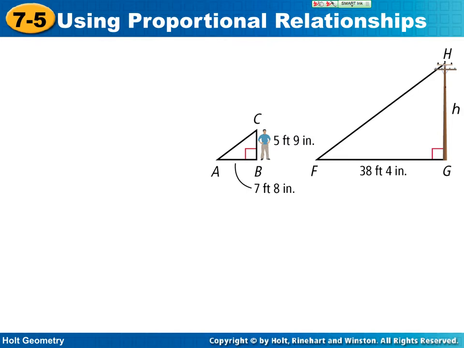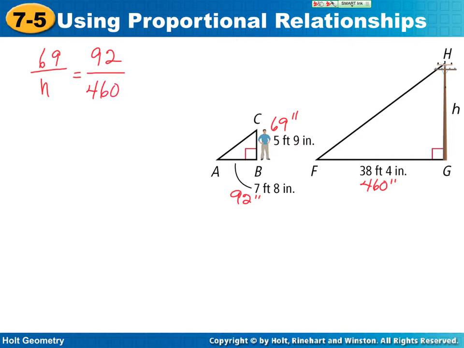5'9" was how many inches? That was 69 inches. 7'8", how many? 92. 38'4" was how many inches? 460. And then we're trying to find h. Okay, so if you're agreeing on that, you're doing something like maybe 69 over h equals 92 over 460.